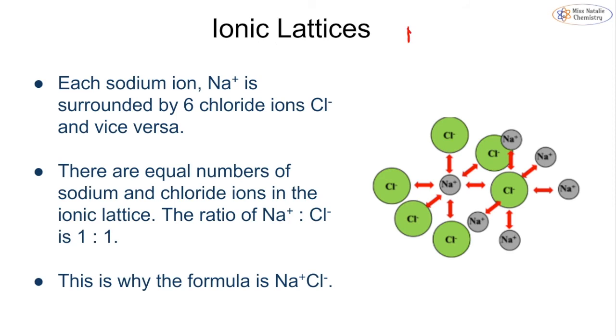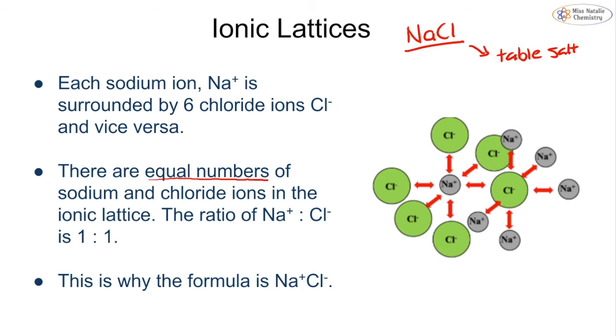Now, when we look at sodium chloride, or NaCl, which you may know as table salt, each sodium ion is surrounded by 6 chloride ions, and then each chloride ion is surrounded by 6 sodium ions. So we get that constant being surrounded by an ion of a different charge. So we have that positive ion surrounded by 6 negatives, the negative ion surrounded by 6 positives. What this means is we have equal numbers of the sodium and the chloride ions in our lattice.